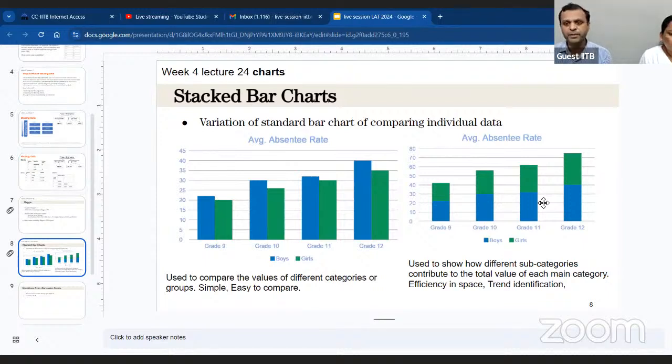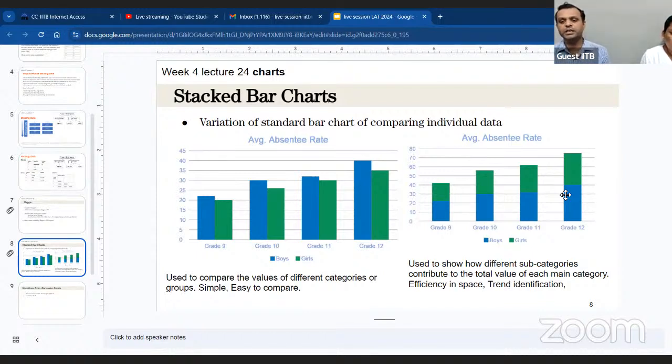In a stacked bar chart, what really happens is it reduces space. We can put the two categories on top of each other. And it actually tells the total contribution, like how much the girls and boys are contributing to that absentee rate, and it is efficient in space. And it can also identify the trend, like this blue is increasing, also the green is increasing, so trend can be identified. Again, a lot of categories is the issue.